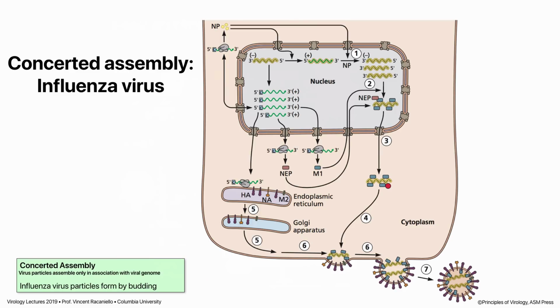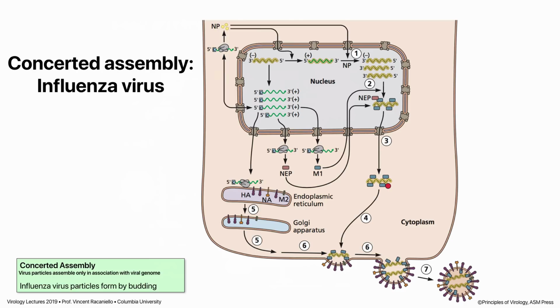For many viruses, we have an aspect called concerted assembly, where the particle forms more or less all at once, although there are sequential steps for the formation of the components still. So it's never purely concerted. But this is meant to emphasize that when virus particles form by budding, you're basically making the particle all at once. So this is influenza virus, where the RNA replicates in the nucleus.